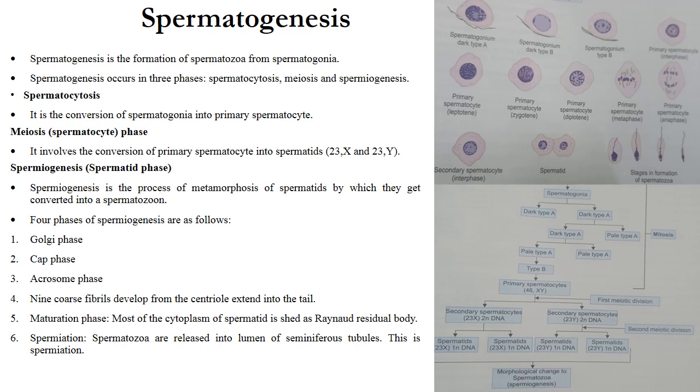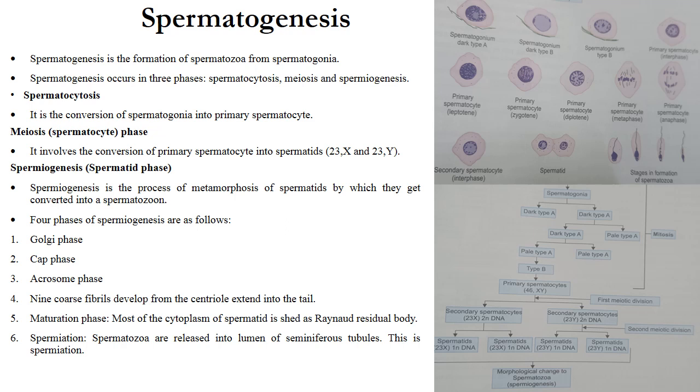Then the acrosomal phase is the third phase, where the tail or flagellum extends and the nucleus condenses, and the centrioles will modify and form the flagellum. So there are 9 coarse fibers developing from the centriole. It extends into the tail, and mitochondria will migrate to the middle piece. The part of the tail covered by the fibrous sheath forms the principal piece, whereas the distal part is known as the end piece of the tail.